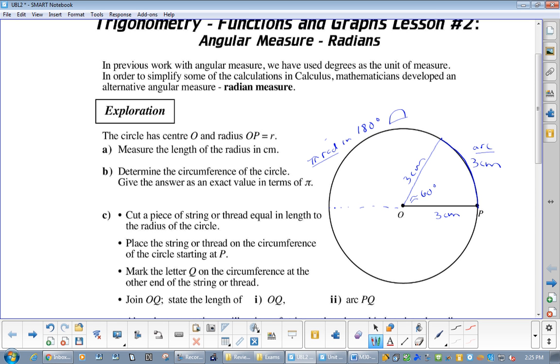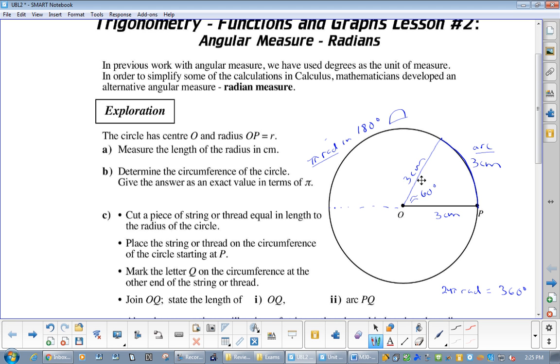How many radians in a whole circle? 2 pi radians, yes, which is 6.28, right? So 2 pi radians equal how many degrees? 360 degrees. See, even having this exposure, next year when I say there's pi radians in a half circle, you're going to go, yeah, I remember that, okay?